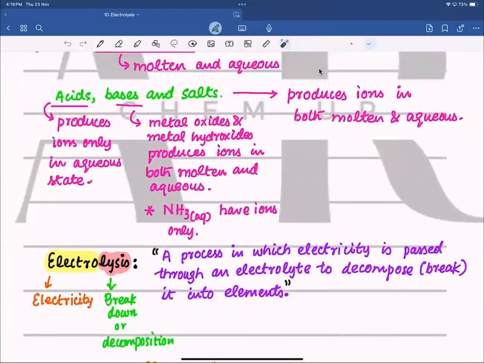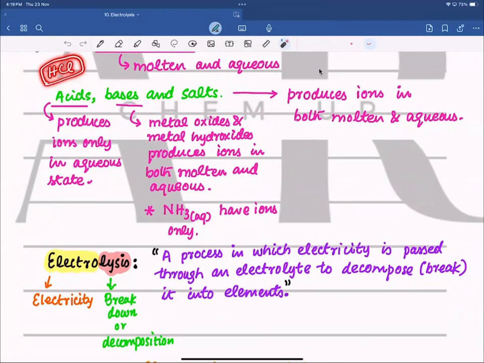Now, besides all ionic compounds, all acids are electrolytes, all bases are electrolytes, and all salts are electrolytes. First understand, then note down. When we talk about acids, can anyone give me an example of the most common acid? Hydrochloric acid, HCl. So HCl is a covalent compound.